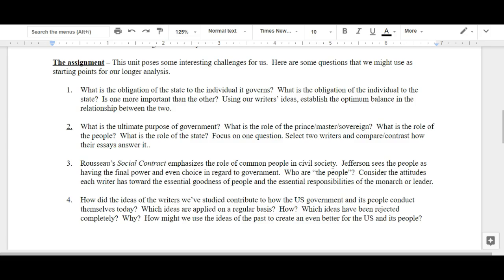Option number 4, how do the ideas of these writers contribute to how our government and its people conduct themselves today? So which ideas are applied on a regular basis? How are these ideas applied? Which ideas have been rejected completely? Why? How might we use these ideas of the past to create an even better future for the U.S. and its people?